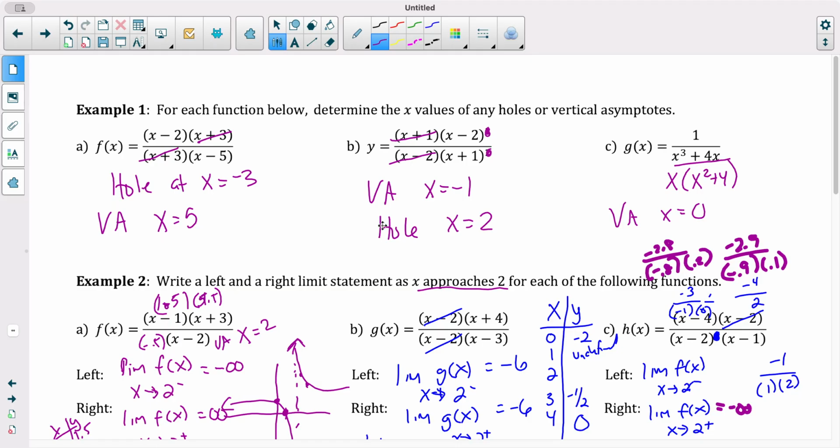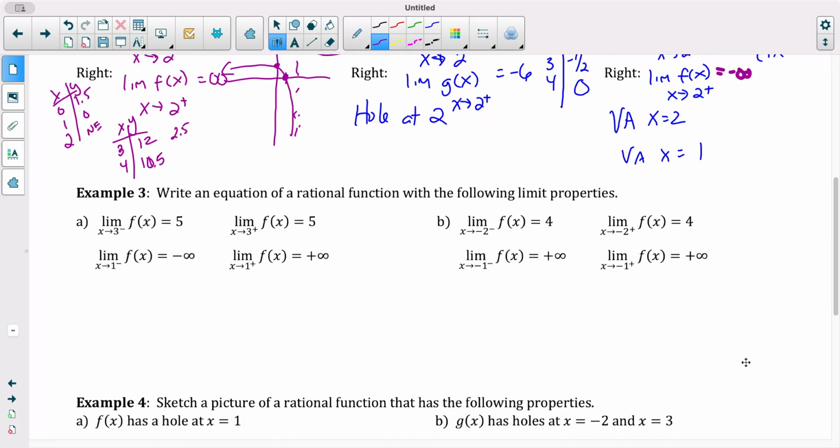Hopefully you will not have to do one of those without a calculator as far as the graphing part of it, just so you can actually see it. But you get the idea that if you have a limit at an asymptote, it's going to be infinity. If you have a limit at a hole, it is going to be just a number. That's the biggest goal here.